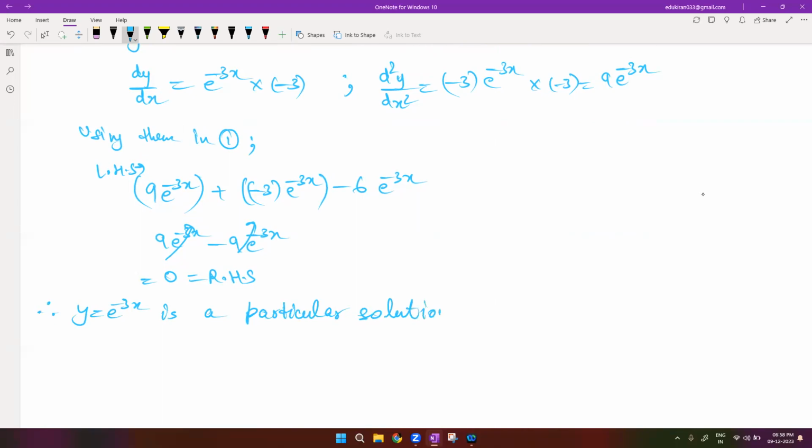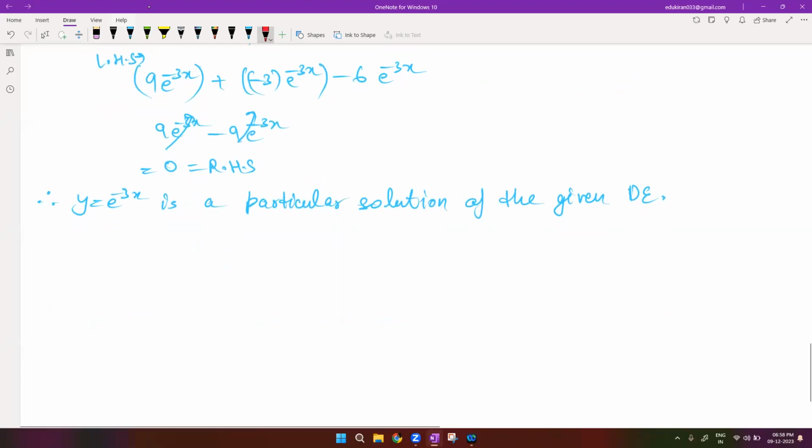Now I'll be talking about particular solution and general solution also, but for now you just write it. y is equal to e to the power minus 3x is a particular solution of the given differential equation, right? Now let's understand what is general solution and what is particular solution from an example first.